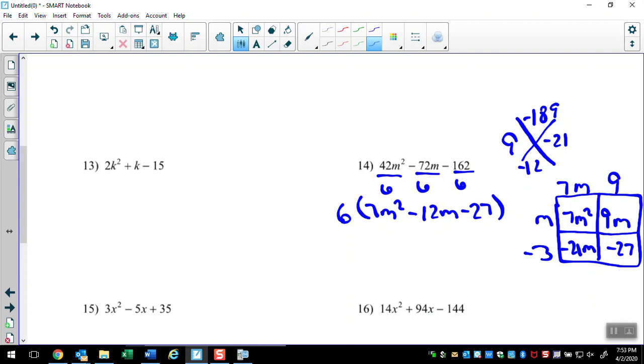So now my answer becomes the GCF, 7n plus 9, and minus 3. Okay? So there's a few examples for you.